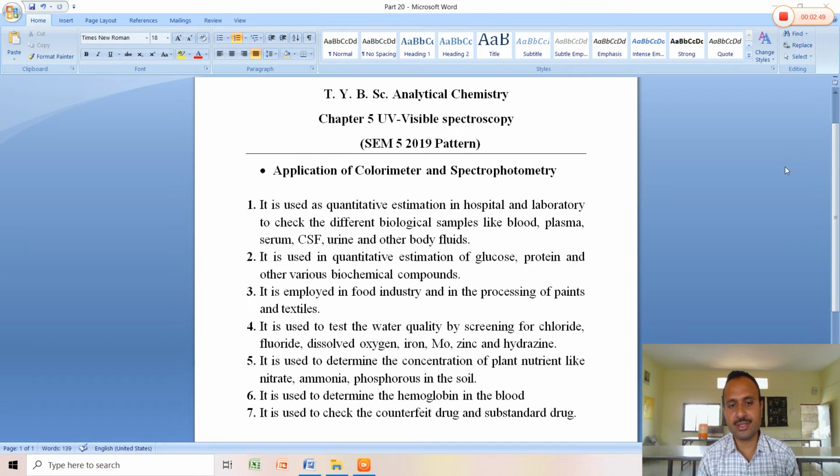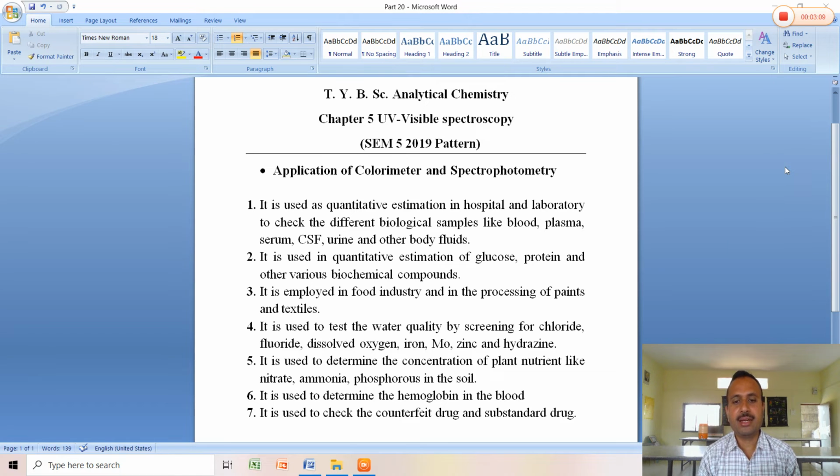The sixth application, it is used to determine the hemoglobin in the blood. So for the determination of Hb present in the blood, that is hemoglobin in the blood, that can be determined with the help of colorimetry, with the aid of colorimetry.